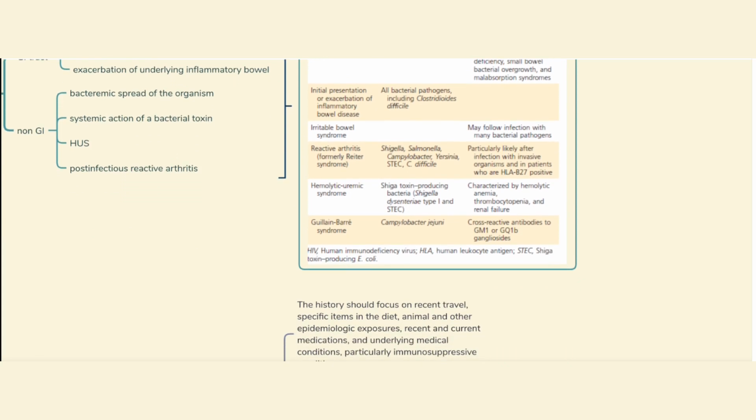Hemolytic uremic syndrome is a Shiga toxin producing bacteria specific syndrome, and it has the triad we talked about: hemolytic anemia, renal failure, and thrombocytopenia. We can add fever to this triad. And Guillain-Barré syndrome, but it's quite rare.